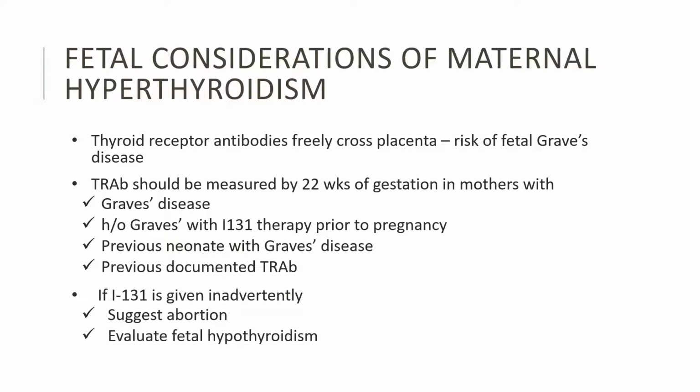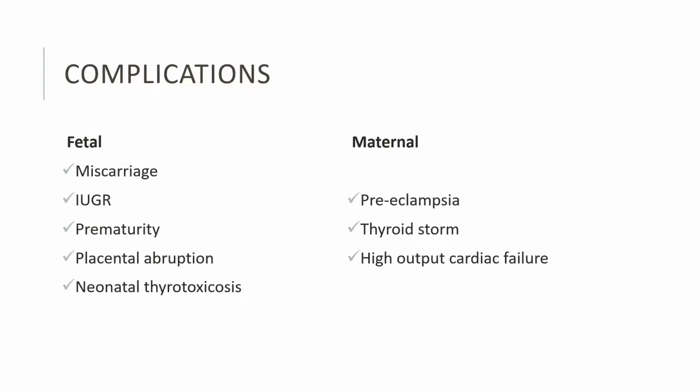This is very important. Now, what complications can take place in a patient who is hyperthyroid with respect to the fetus as well as the pregnant lady herself? In the fetus, there can be miscarriage, as I said. There can be IUGR, that is intrauterine growth retardation. There can be premature birth, there can be placental abruption, and chance of neonatal thyrotoxicosis. Whereas in the mother, there can be preeclampsia, thyroid storm, and high output cardiac failure.